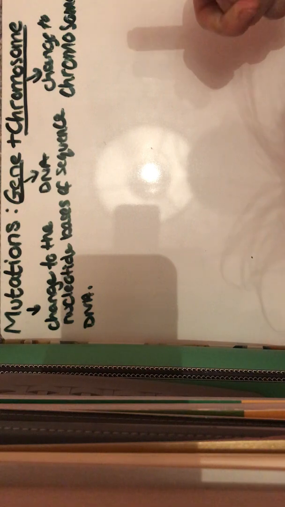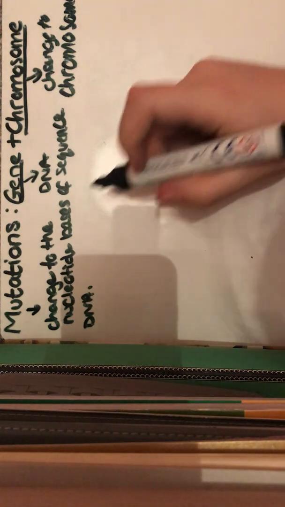Mutations can either be harmful, advantageous, or neutral. A harmful mutation could be, for example, a missense mutation, which is an example of a point mutation. We'll go on to that, but it could cause sickle cell anemia, for example, so that's disadvantageous because we've got a disease from it.